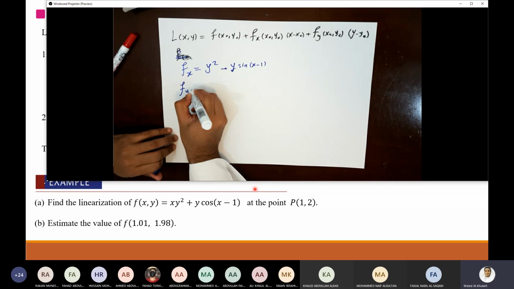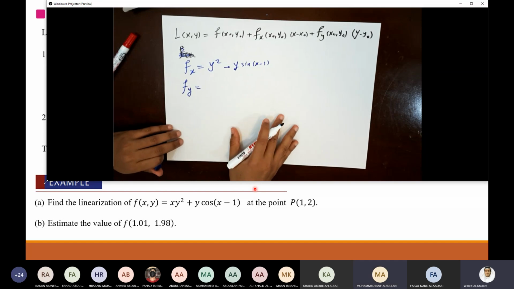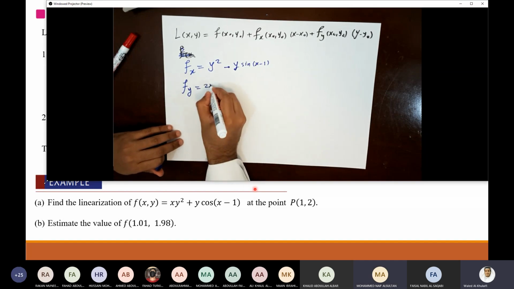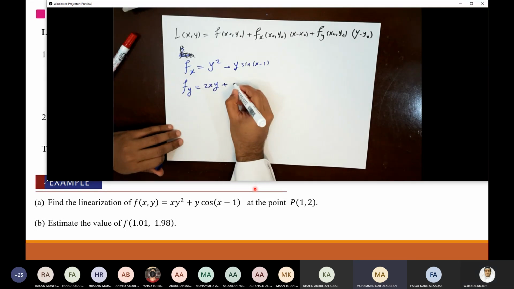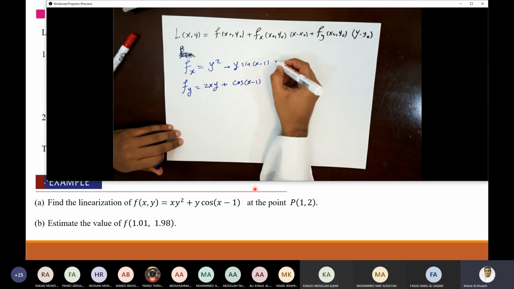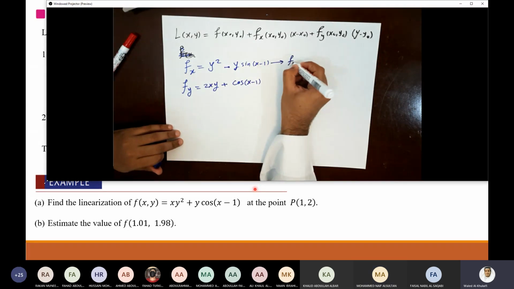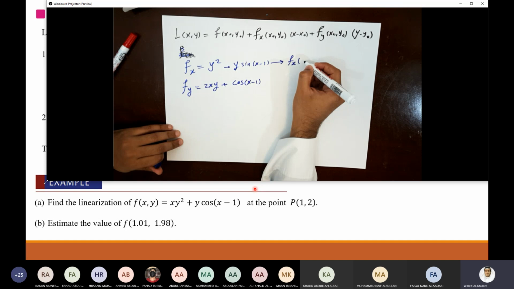Now give me the derivative with respect to y. 2xy plus cosine(x minus 1). Okay, very good. Thank you very much. Now this evaluated at (1, 2), you just substitute, guys.